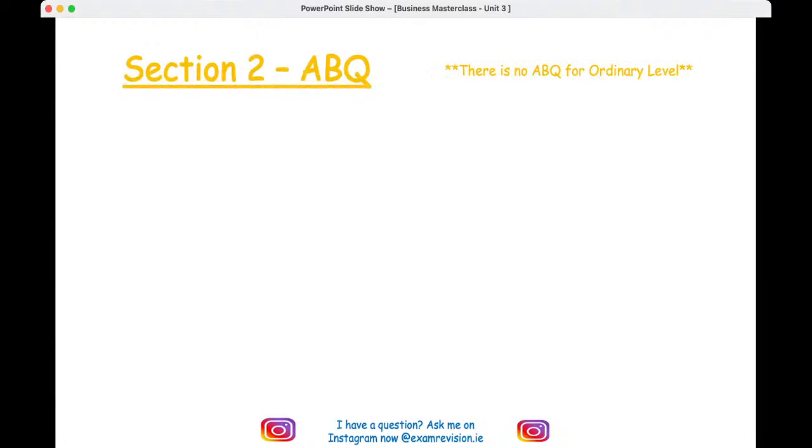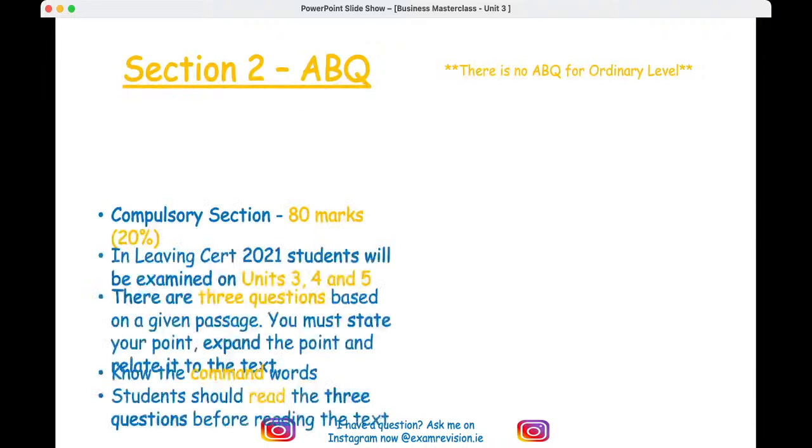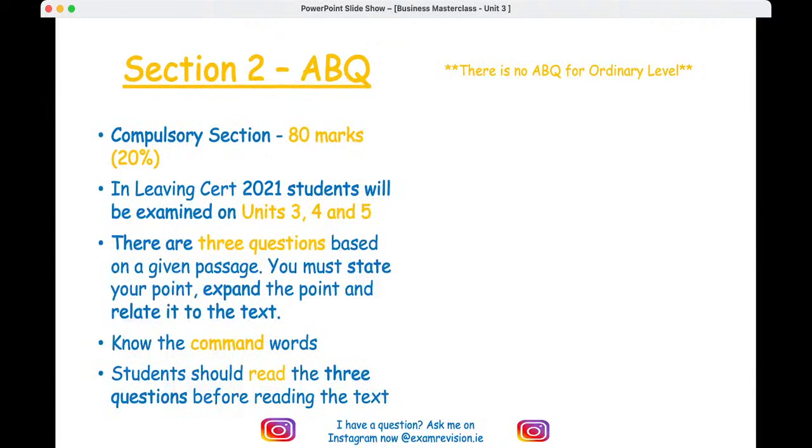The ABQ: this doesn't apply if you're an ordinary level student, as you don't do an ABQ. If you're a higher level student, it's a compulsory section, worth 80 marks, 20%. And this year, students for 2021 are focusing on units 3, 4 and 5. So this year, 3, 4 and 5 are the most important units. On average, the ABQ units usually make up over 50% of the exam paper for Leaving Certificate Business. So it's so important that students know these 3 units inside out.